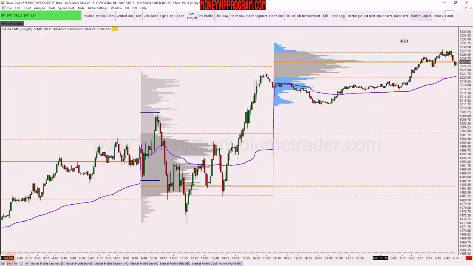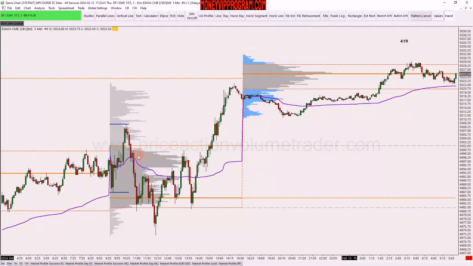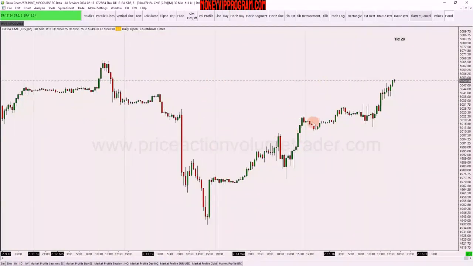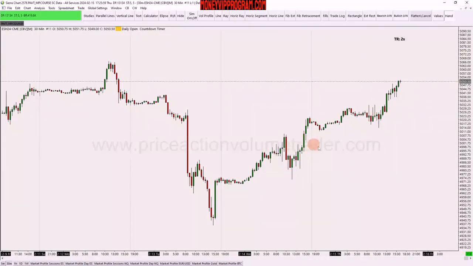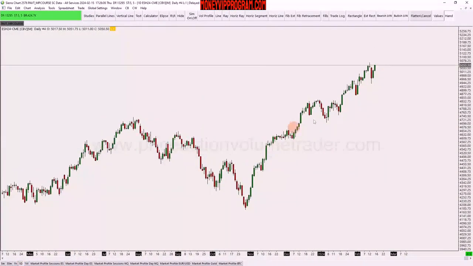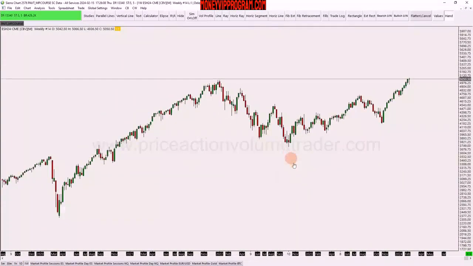You can see we have a 5-minute chart with the split futures sessions, with an opening range, with a session volume profile indicator, with a session VWAP, and a timer. We have a 30-minute chart with the daily split sessions. You're going to see that the 30-minute chart is going to be very important when we talk about market profile. I have a 1-hour chart as well, a daily chart, and a weekly chart.